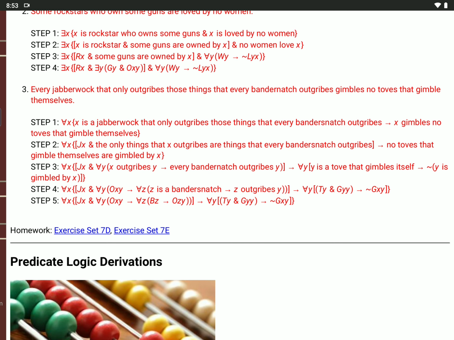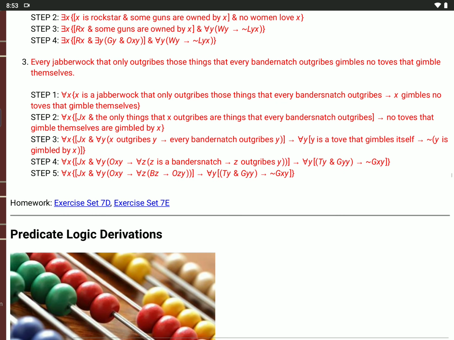Okay, so now I can do the only. Remember, the only is the same as all. So the only things that X outgribes: for all Y, if X outgribes Y, then every Bandersnatch outgribes Y. Things that every Bandersnatch outgribes becomes every Bandersnatch outgribes Y. No toves that gimbal themselves: for all Y, if Y is a tove that gimbals itself, it's not true that Y is gimbaled by X. That's what the right side becomes.